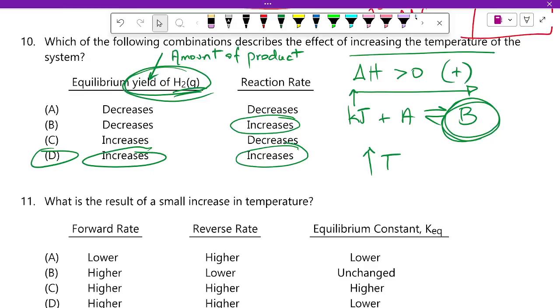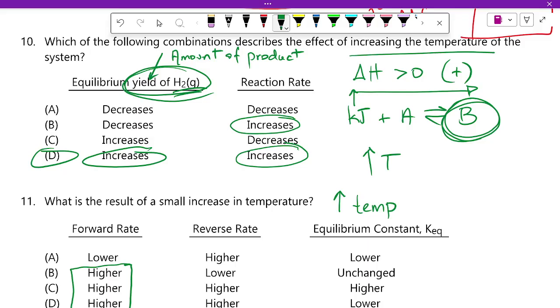What is the result of a small increase in temperature? Does the forward rate get faster or slower if we increase temperature? Faster, because the particles are moving more quickly, they're going to collide with more energy, and they're going to collide more frequently. And if you know how to play the multiple choice game, you'd be like, oh, forward rate is higher, because 3 of them have the higher option, so that's probably the correct one.